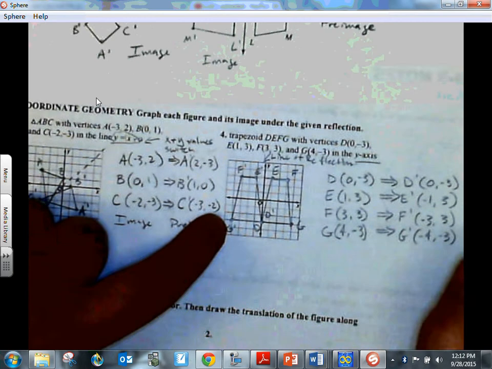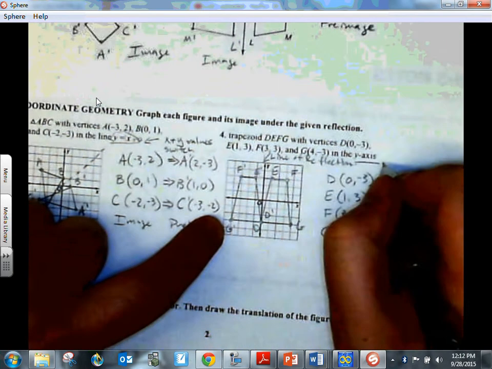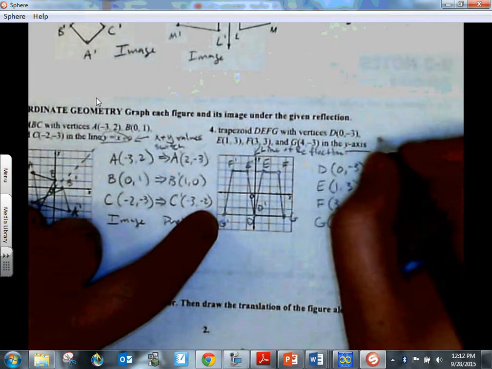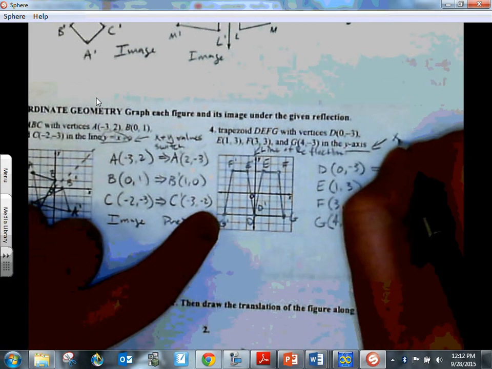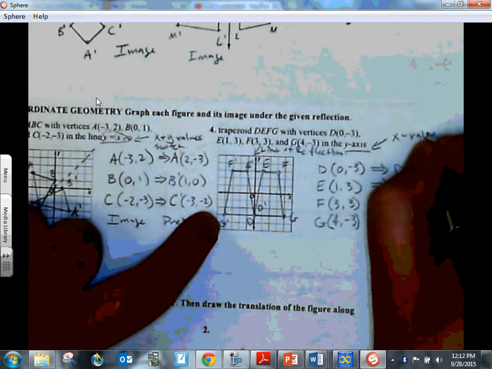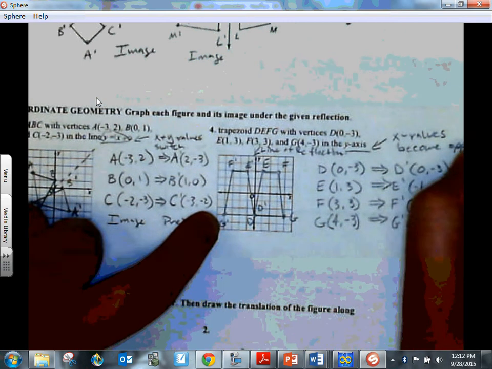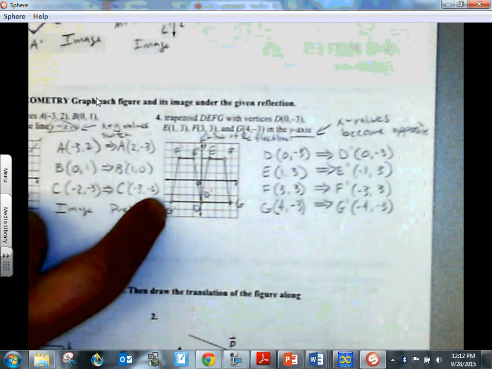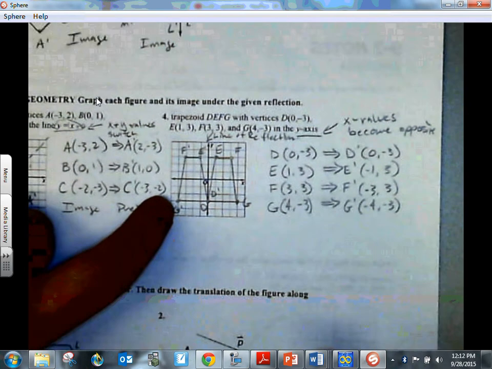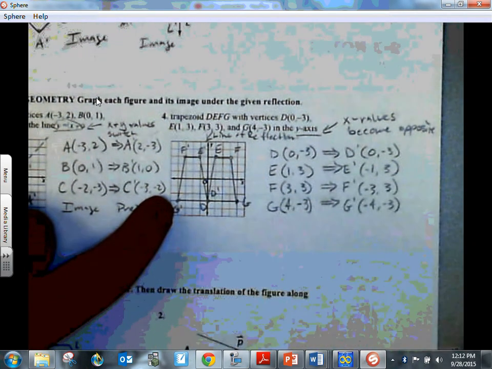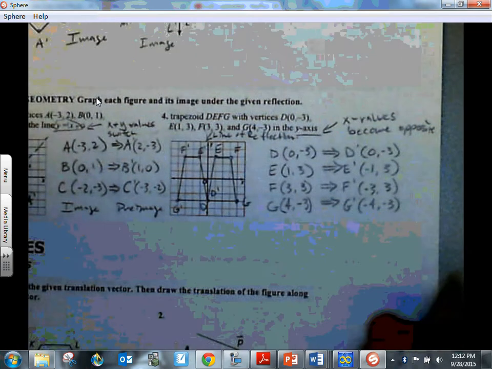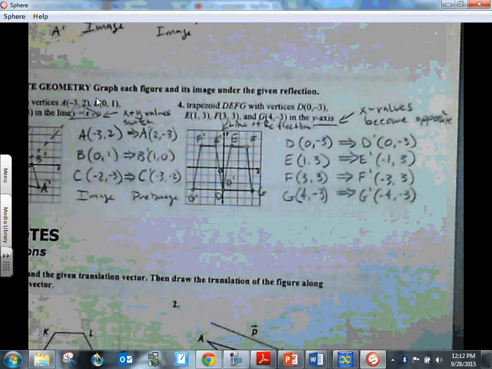So when we reflect across the y-axis, our x values become opposite. And the same thing could be said about if we reflect over the x-axis, then the y values become opposite. So there is a pattern to these mathematically, so I hope that this is okay.